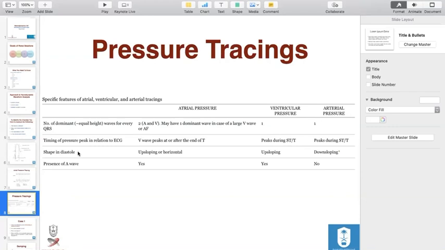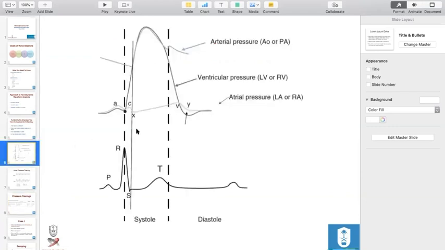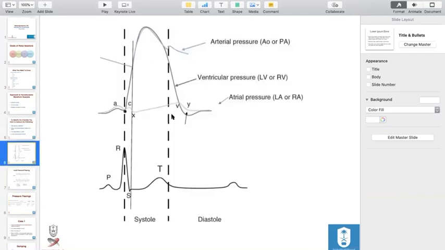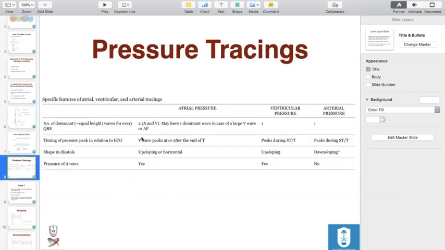How does it look in diastole? Go back. In diastole, you can see the atrial is actually upsloping. Sometimes it is horizontal, but it is not downsloping. So that's helpful, that it's atrial. Compared to ventricular and arterial, they're always downsloping. So those are the differentiating features of atrial, ventricular, and arterial. And it's very helpful here because the ventricular and arterial are always downsloping compared to the atrial pressure tracing. So if you know this, then you really have a good grasp on analyzing pressure tracings.